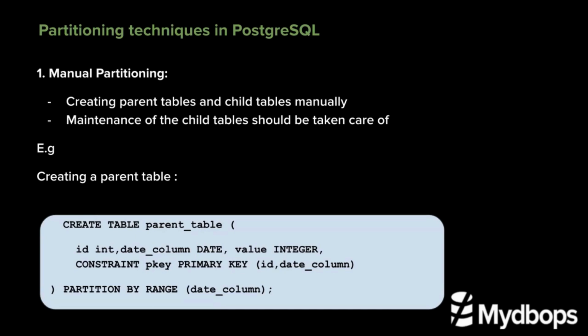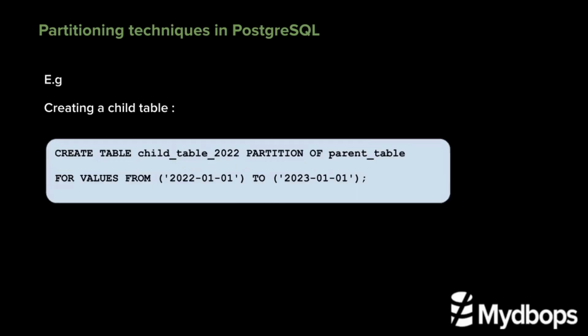Following is an example for the syntax. Here we are creating a parent table that is partitioned based on range, and the partition key is the date column. Notice that the primary key of the table has both the ID and the date column. This is a particular restriction, that we need to have the partition key as part of our primary key. And for manual partition creation, this is the syntax we use to create a child table, where we define the child table as a partition of the parent table with the range of values that we need.